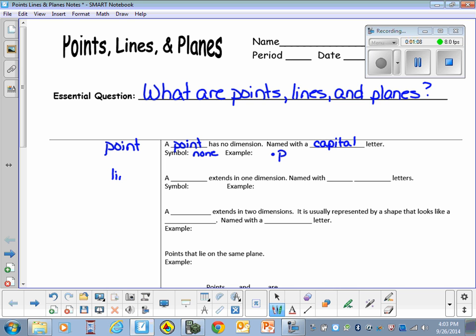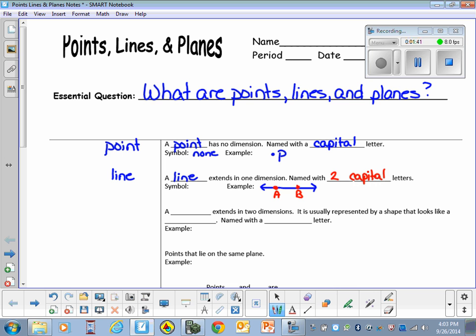A line in geometry extends in one dimension. Lines have length, but they don't have width, and they don't have height. We draw lines the same way we did in algebra. They're straight, and they have arrowheads on the end. We name our lines with two capital letters. Let's say A and B.